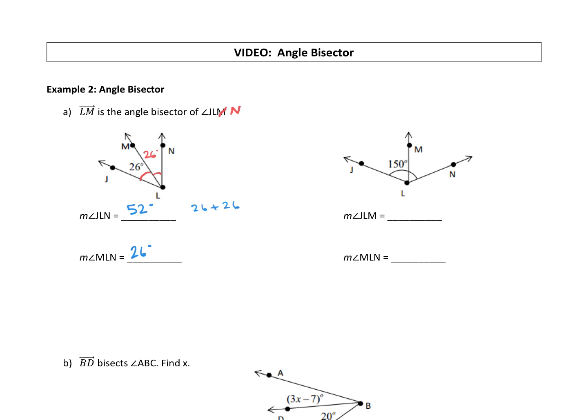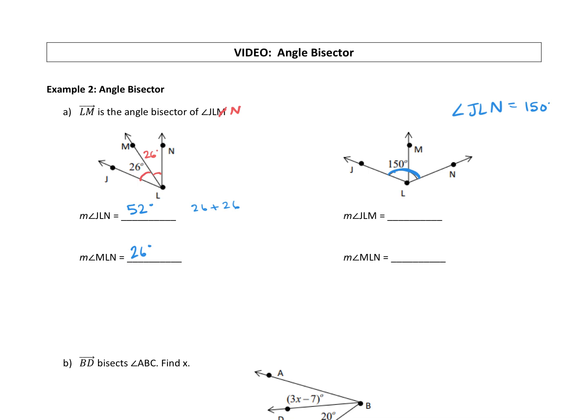All right, so we've got another example over here. Same thing, LM right here is bisecting angle JLN. And if this large angle is being bisected, it's a little hard to tell. You know what? This picture's a little confusing. Here's how we're going to read this. This 150 degrees is going to be the whole angle. So angle JLN is 150, the big angle.